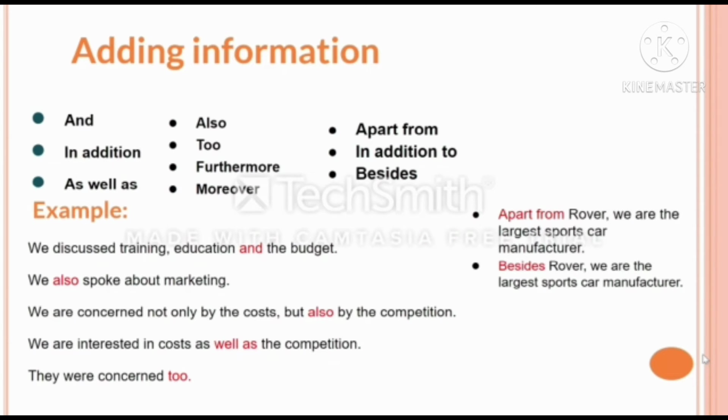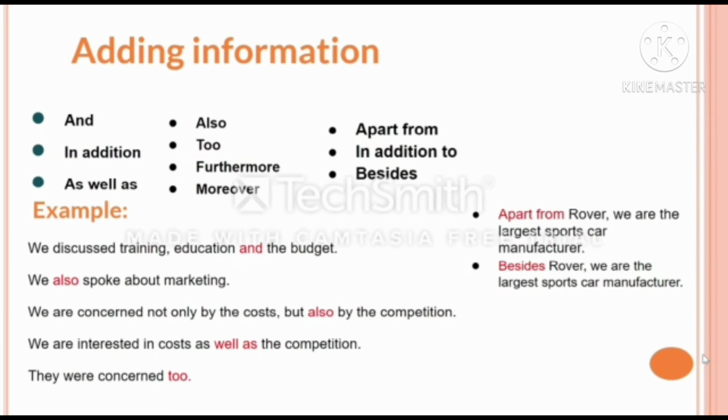For adding information, we can use and, in addition to, as well as, also, too, furthermore, moreover, apart from, besides. For example, we discussed training, education, and the budget. Also is used to add an extra idea. We don't usually start a sentence with also. For example, we also spoke about marketing.